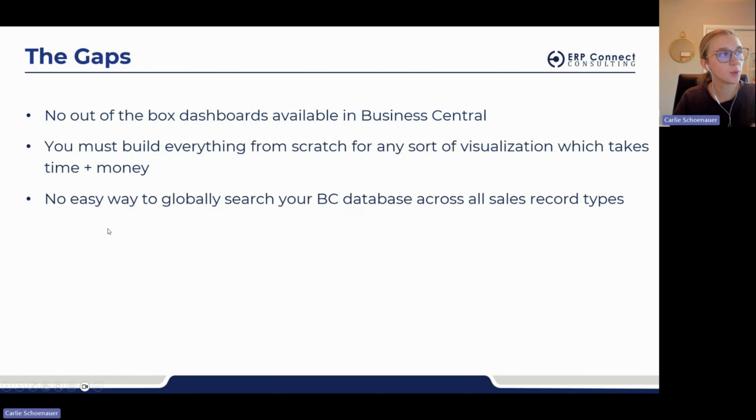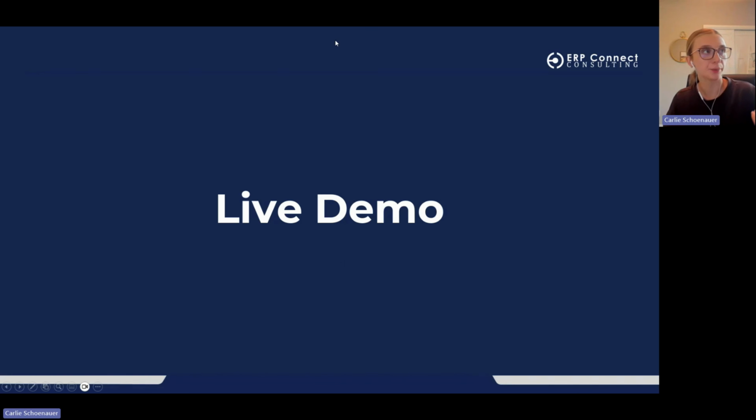And then lastly, there's no easy way to globally search your BC database across all sales record types. So this is an additional feature we have in this extension where you're able to search all sales documents, including unposted and posted, all at once. So for example, if you want to look up all history and current outstanding documents for a certain customer, in really a click of a button, you now have all open transactions and historical transactions for this customer at your fingertips. So with that, we are going to be getting right into the demo here.